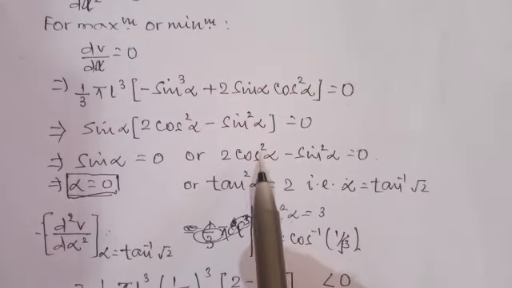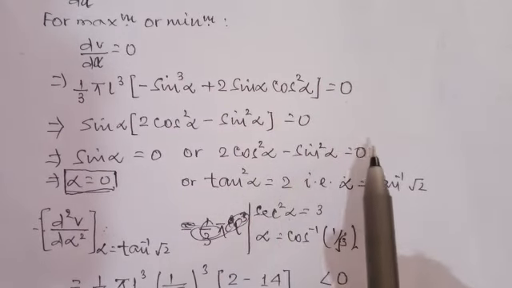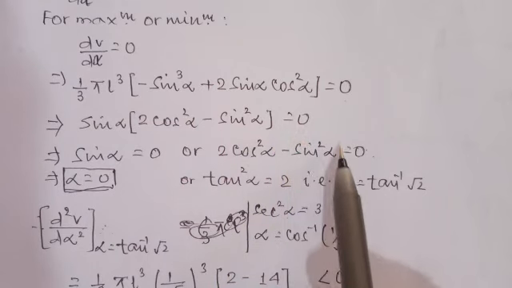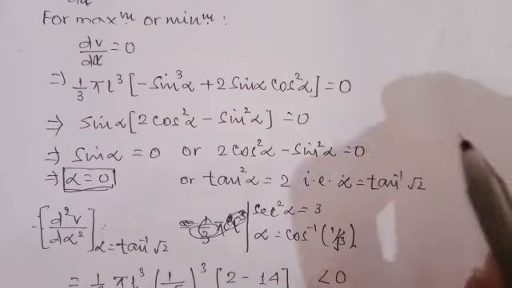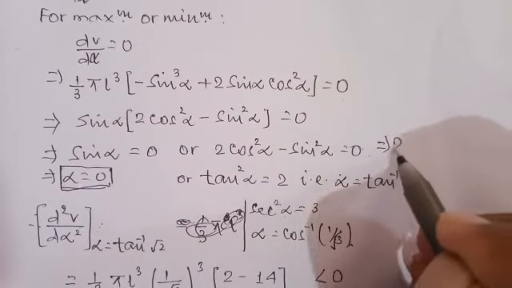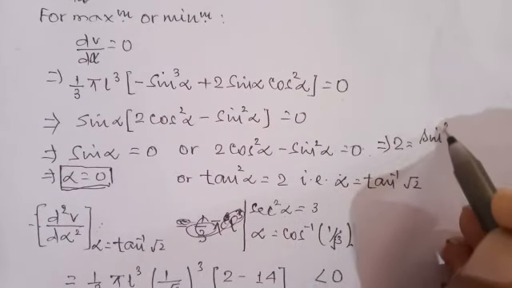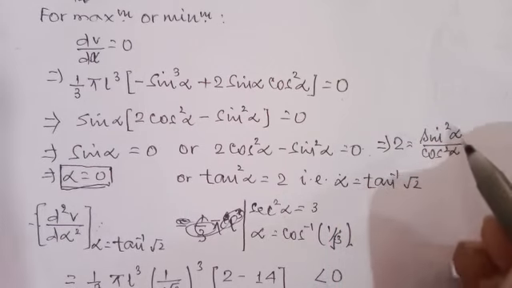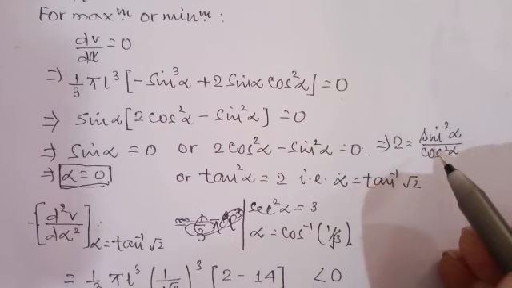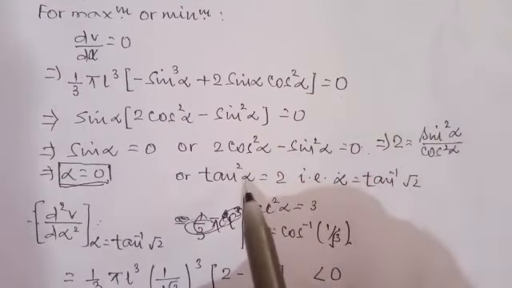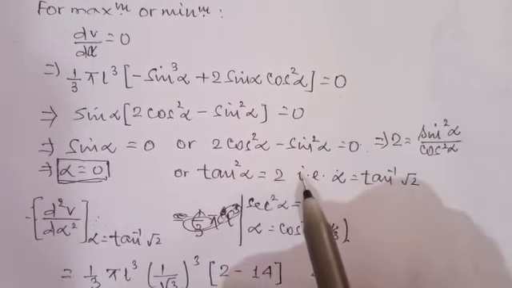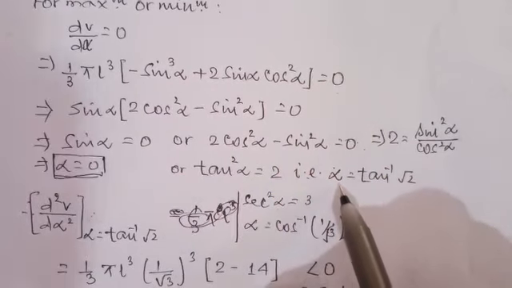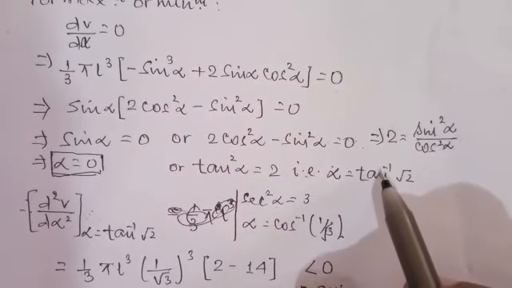Now simplify this one. First make sin square alpha go to the right side. So we have 2 cos square alpha equal to sin square alpha, and 2 is equal to sin square alpha upon cos square alpha. Sin square alpha upon cos square alpha is tan square alpha. So tan square alpha is equal to 2. It means tan alpha is equal to root 2, and hence alpha is equal to tan inverse root 2.